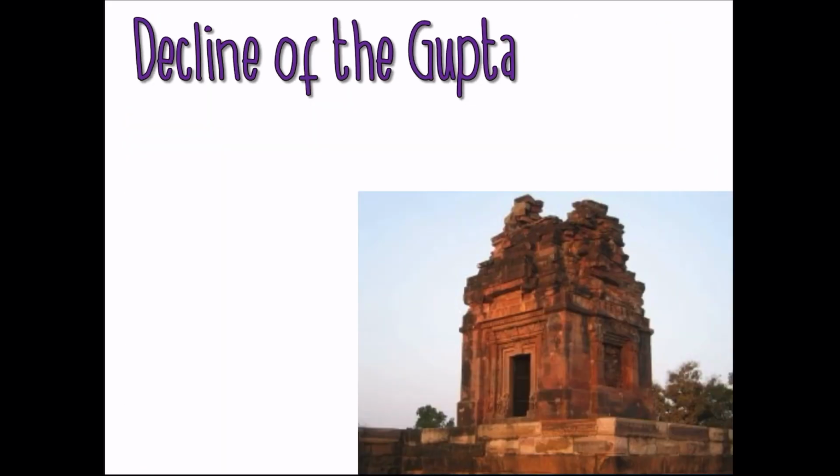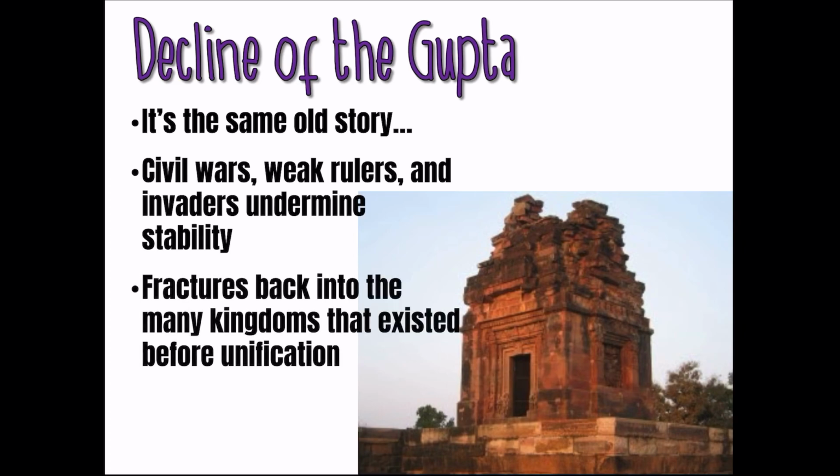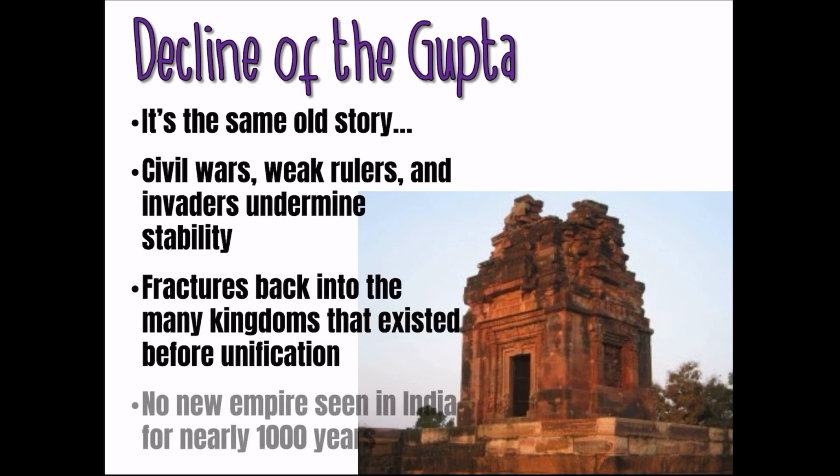All right, so what happened to them? Really the same thing that we've been looking at with almost every empire that we study. There were a series of civil wars, weak rulers, and then invaders that came in to undermine their stability and take over. And then India went back to being many independent kingdoms. And really there was no empire seen in India for nearly 1,000 years. So that is the end of the Guptas.